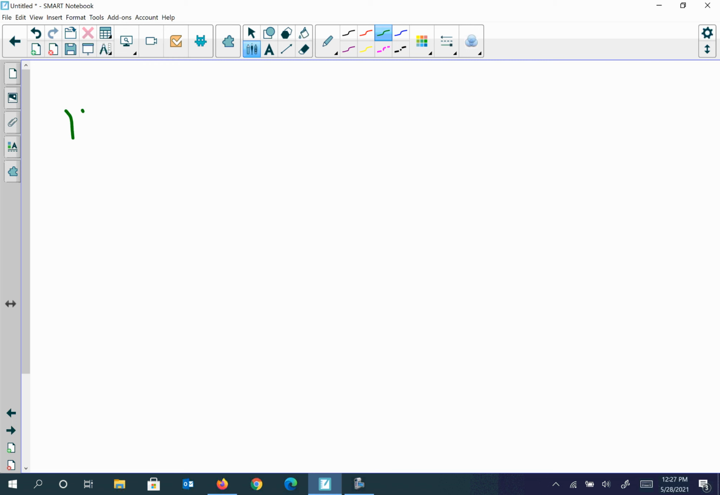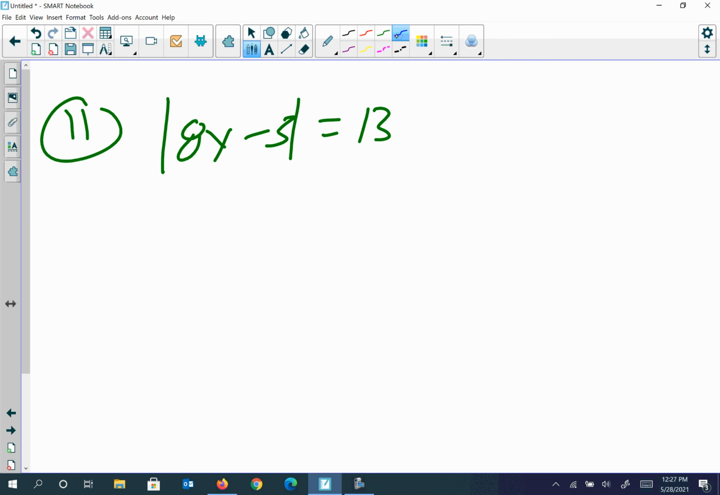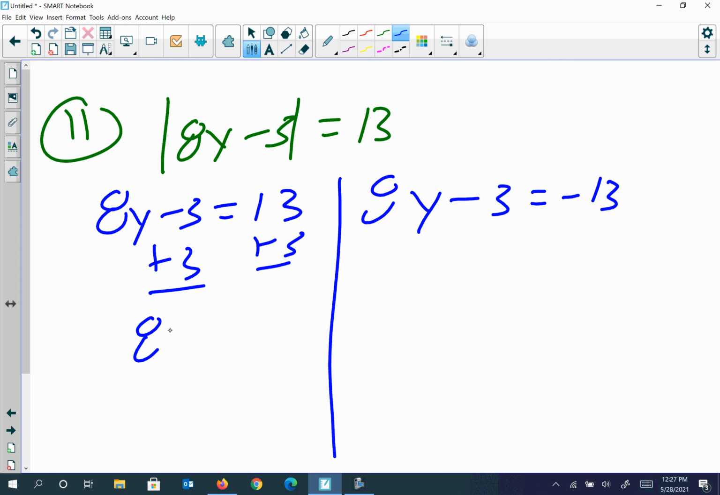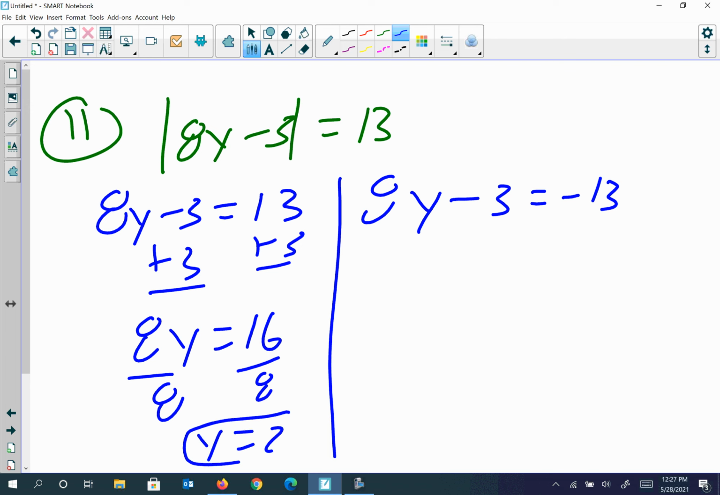Number 11, the absolute value of 8y minus 3 is equal to 13. Okay, so we're going to take our equation, drop the absolute value sign, have this, and then I have a second problem in this. So those are my two problems we're going to make. I'm going to add 3 to both sides. So 8y is equal to 16. Divide each side by 8. So y is equal to 2.